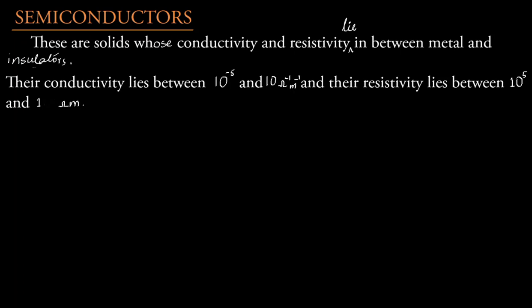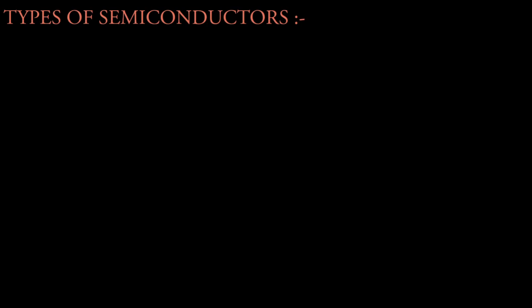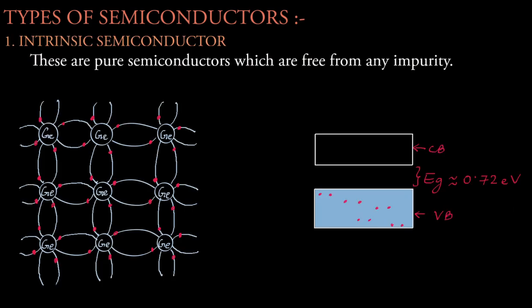So we will discuss the types of semiconductors. Now there are two types of semiconductors. The first type of semiconductor is called the intrinsic semiconductor. The intrinsic semiconductors are nothing but pure semiconductors which are free from any impurity. When we say impurity out here, we don't mean that the semiconductor must be clean, not dirty, not like that. We mean foreign substances, like it can be a foreign atom.